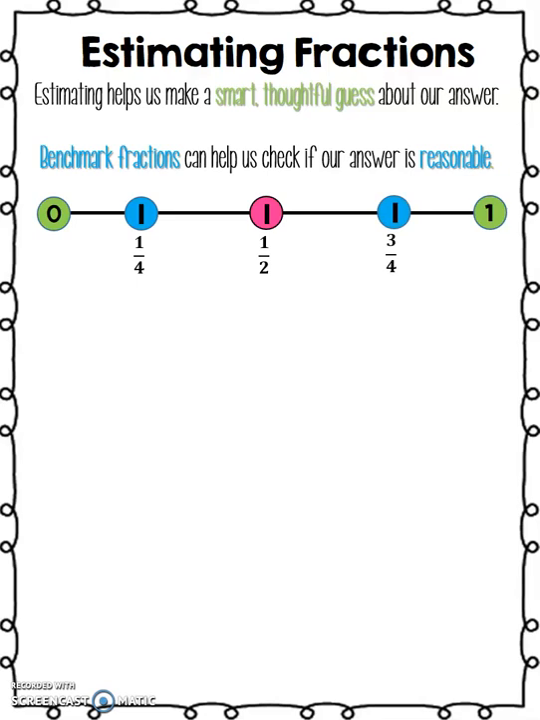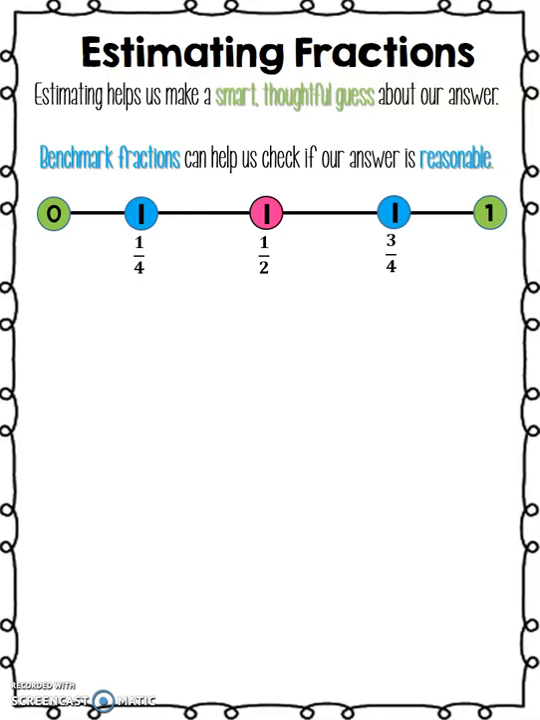I like to think about these kind of like money. So if I'm looking at this number line and pretending it's going from $0 to $1, I would have 1/4 as my first benchmark, then 1/2 or 2/4 as my middle benchmark, and finally 3/4 as my next benchmark before I get to my full dollar.